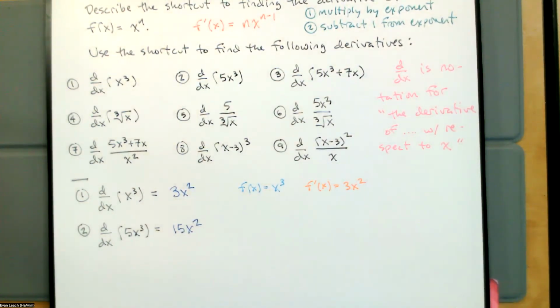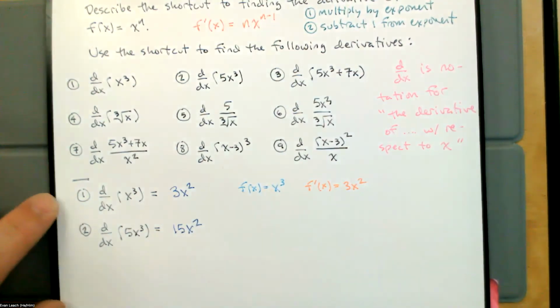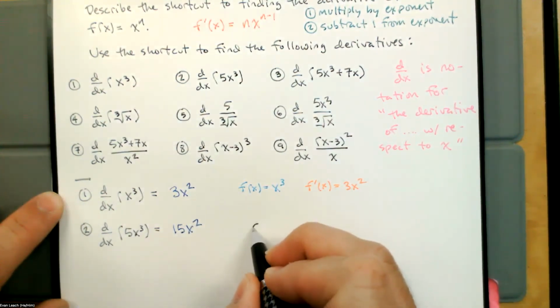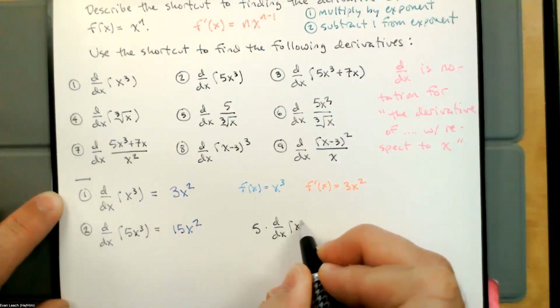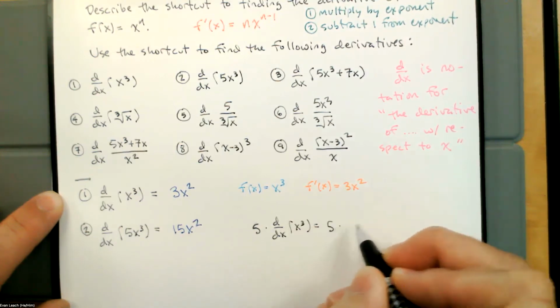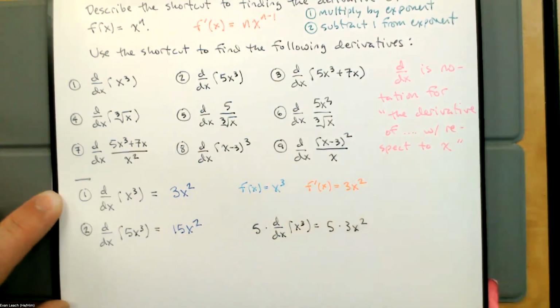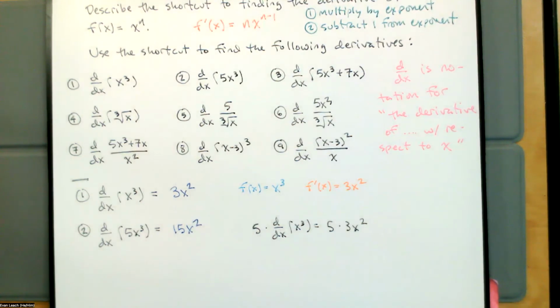So if there's a constant that's being multiplied, we just carry that along. So we're reading this as 5 times the derivative of x cubed. We had to guess at what to do with the 5. We just multiplied it, and it makes sense because the coefficient in problem number 1 was 1. We multiplied that by 3, and the coefficient in problem 2 was a 5. We multiplied that by 3.